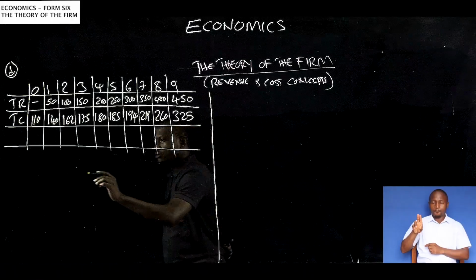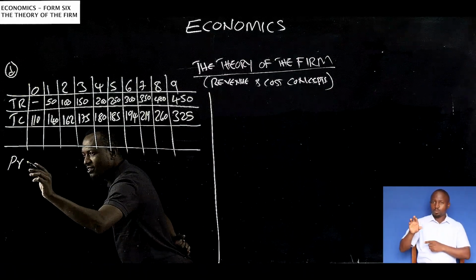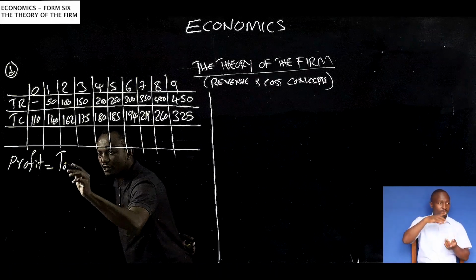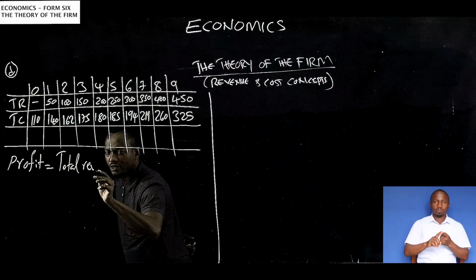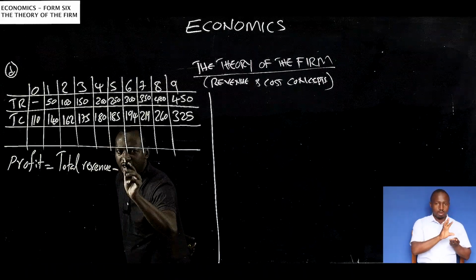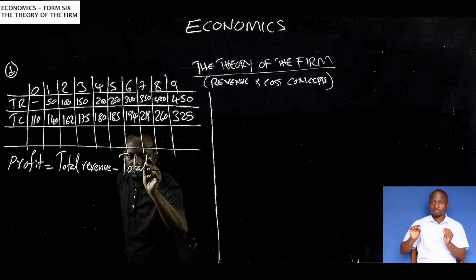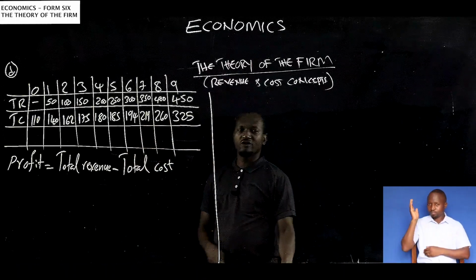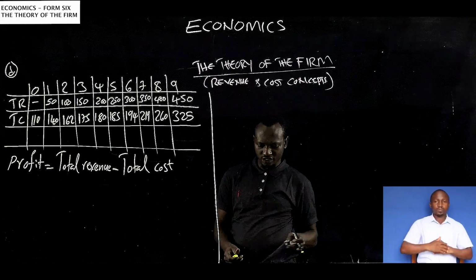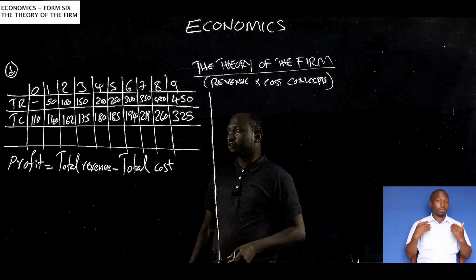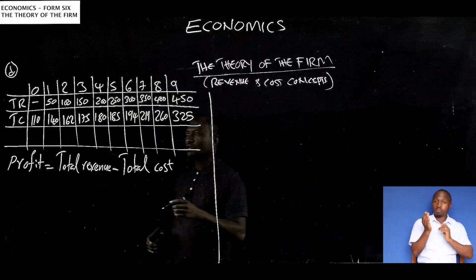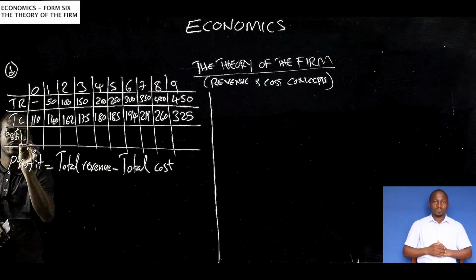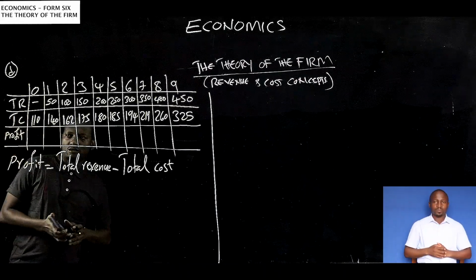So maximum profit, first you have to know how to compute profit. When we compute profit, you have to take total revenue minus total cost. Profit, we take total revenue minus total cost to get a profit. So from our table, we can start to find the profit here.